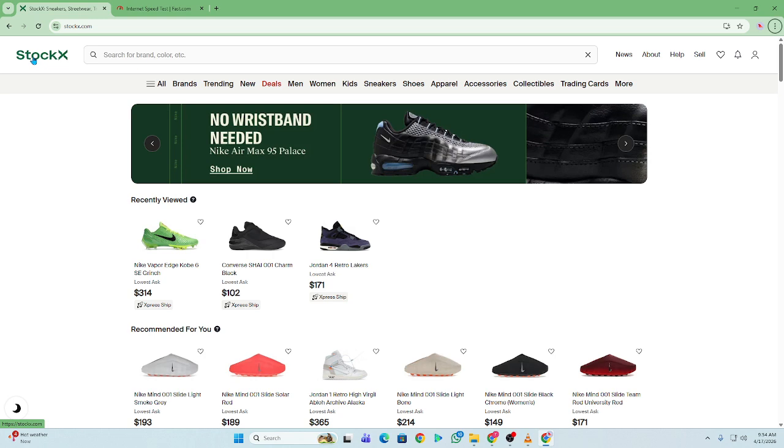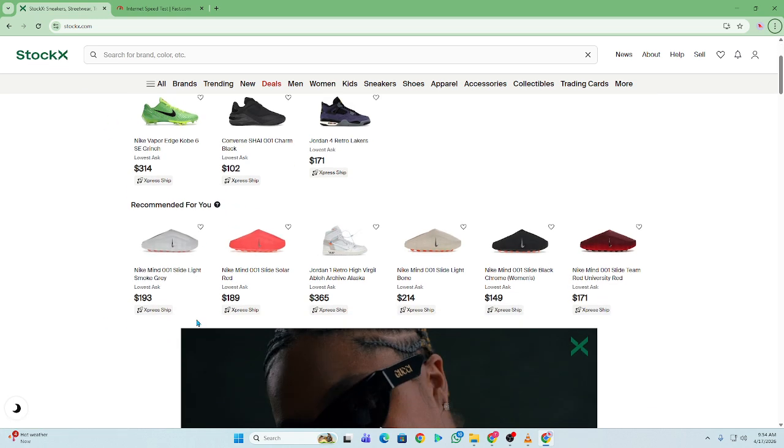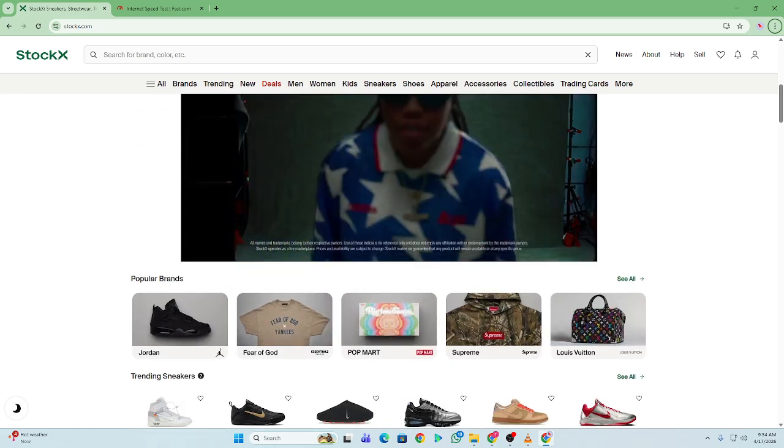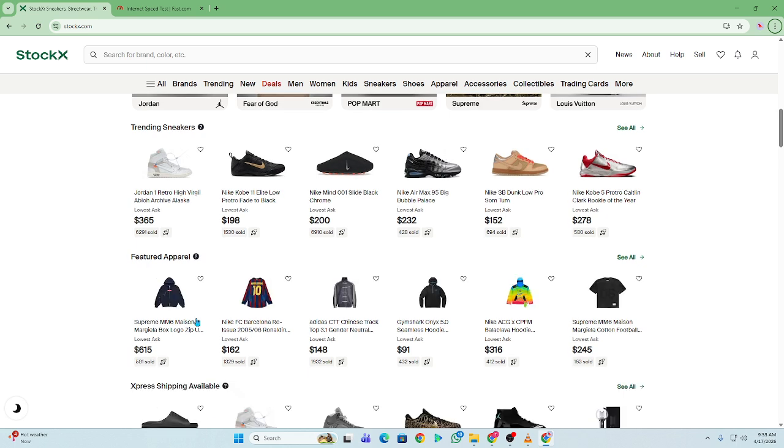So if you want to understand StockX price charts in 2026, this is the easiest way to know when to buy low and sell high without guessing. First, open StockX on your phone or computer and search for the sneaker or item you want to track.